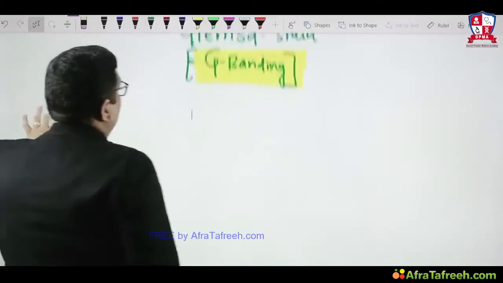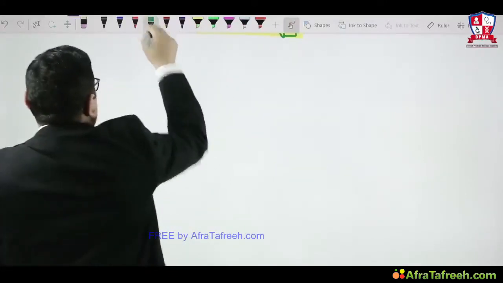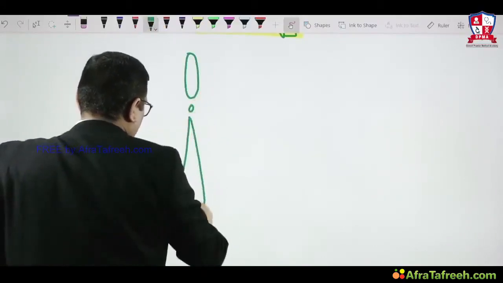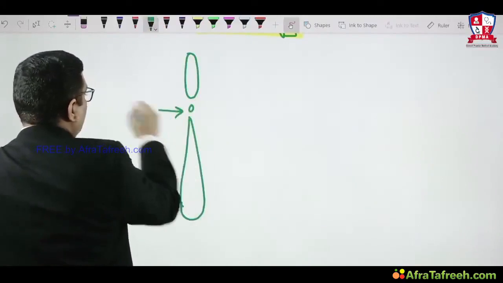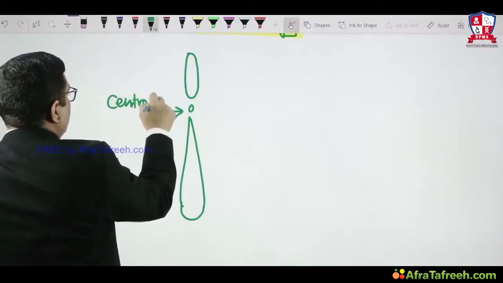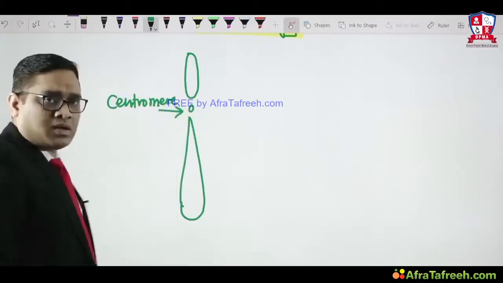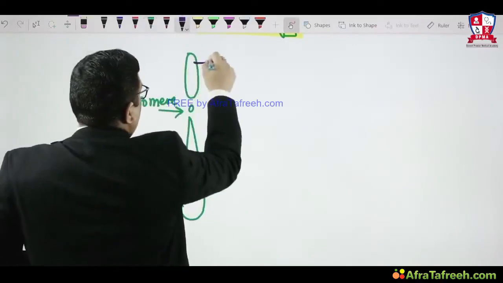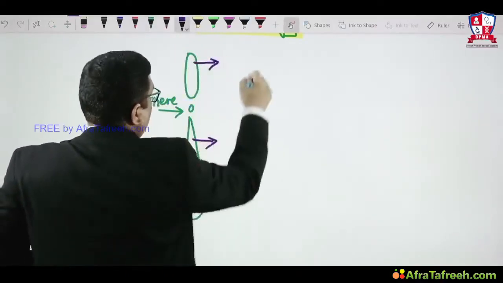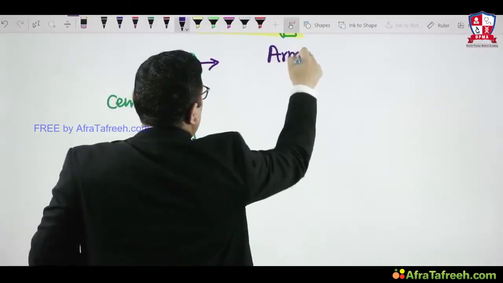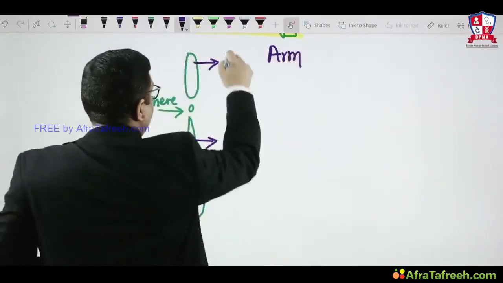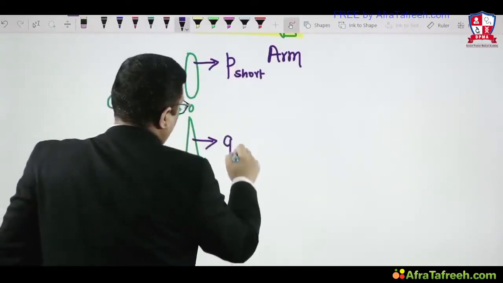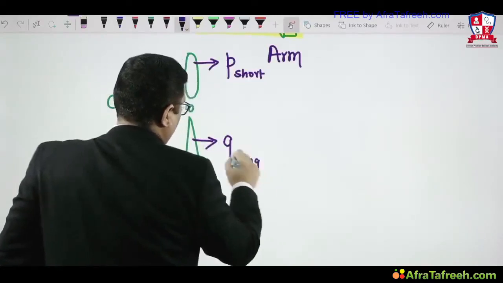When we study the chromosome, we notice that it is divided into two parts on the basis of the centromere in the center. Now I am showing you, this is the centromere. On the basis of the centromere, the chromosome has been divided into two arms. The short arm is called P, and the long arm is Q.